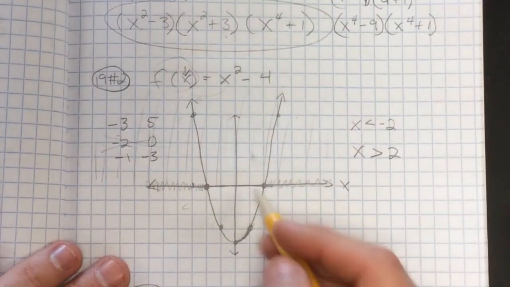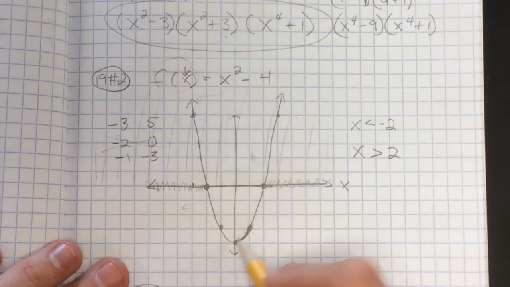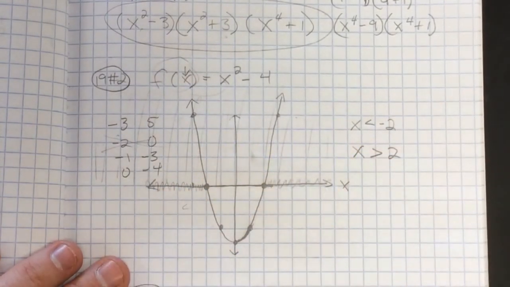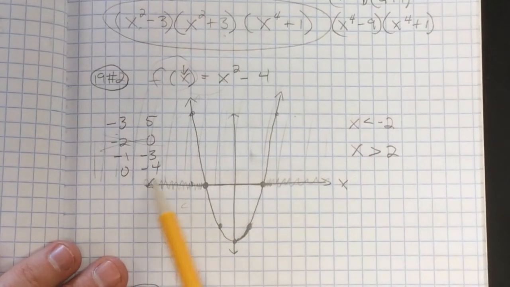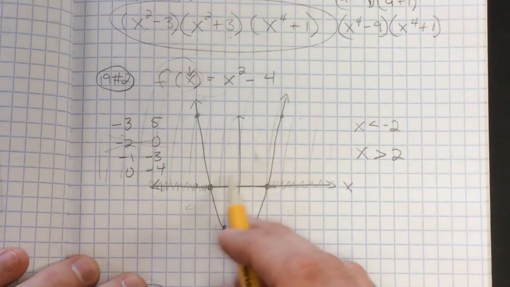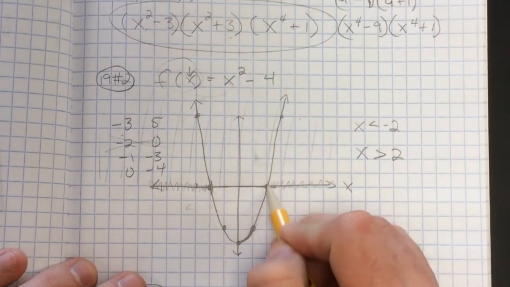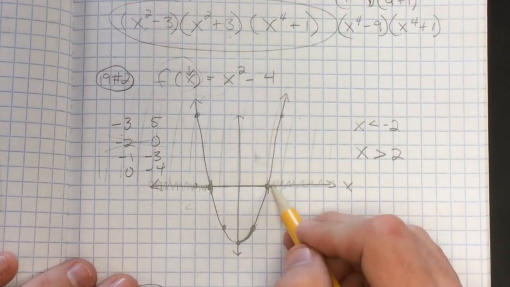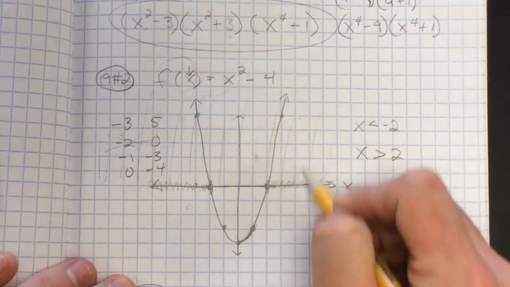So -1 does not work. 0 gives an output of -4. That doesn't work. And so we can see that this graph gives us a visual depiction of, for all the x inputs, what are the outputs? Clearly, any x inputs in this range, from here to here, are going to give outputs less than 0. And anything past here are going to give outputs greater than 0.